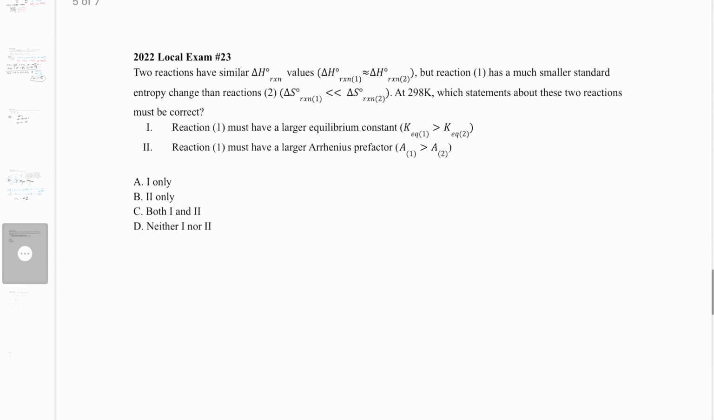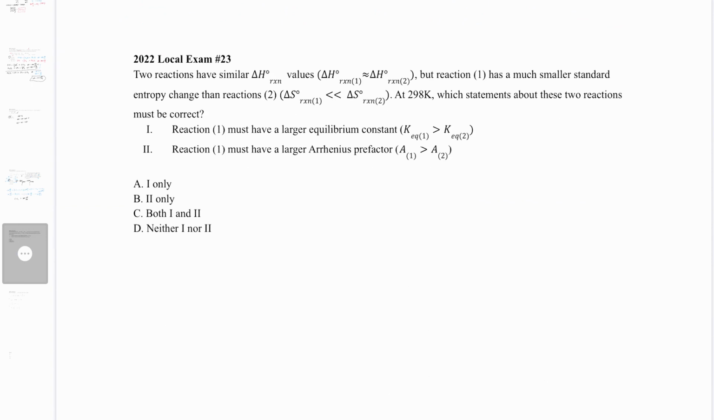Two reactions have similar change in enthalpy values, but reaction 1 has a much smaller standard entropy change than reaction 2. At 298 Kelvin, what statements about these two reactions must be correct? So statement 1 is that reaction 1 must have a larger equilibrium constant, and statement 2 is that reaction 1 must have a larger Arrhenius prefactor. The one I want to go over first is number 2.